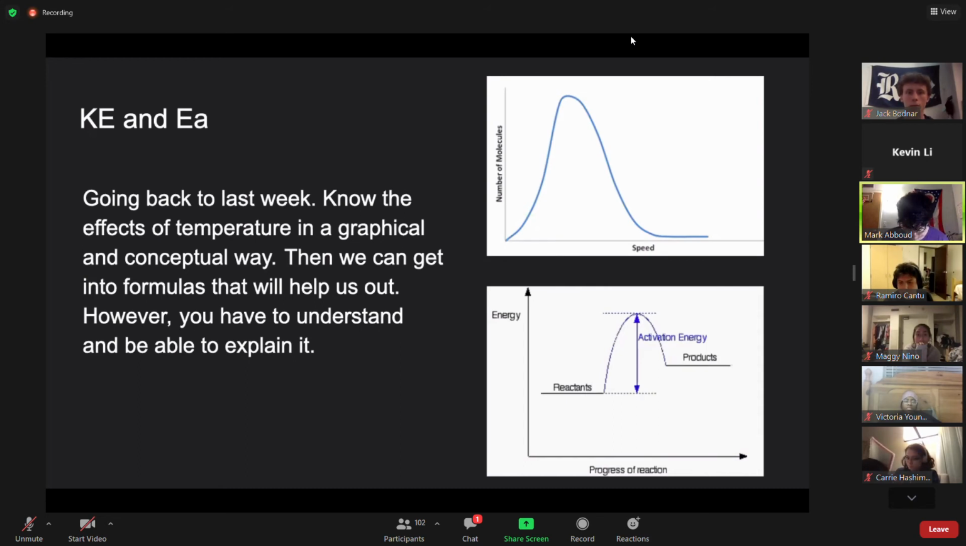This is what I mentioned at the beginning, the connection between the Maxwell-Boltzmann distribution and the reaction energy profile. Going back to a couple of weeks ago, sorry to people who came to my office hours, by the way, these are pretty much the same slides I used there. Know the effects of temperature in a graphical and conceptual way. Then we can get into formulas that will help us out. However, you will have to understand and be able to explain it.